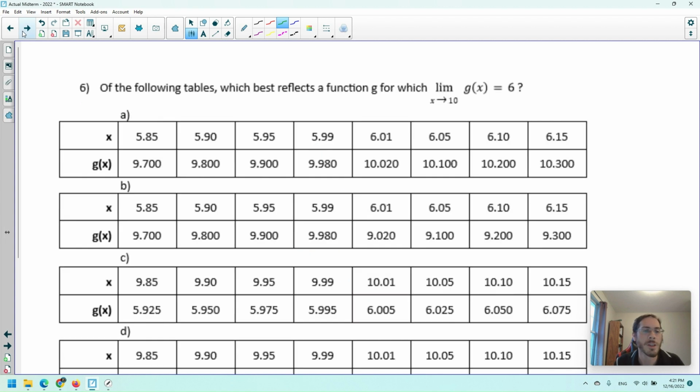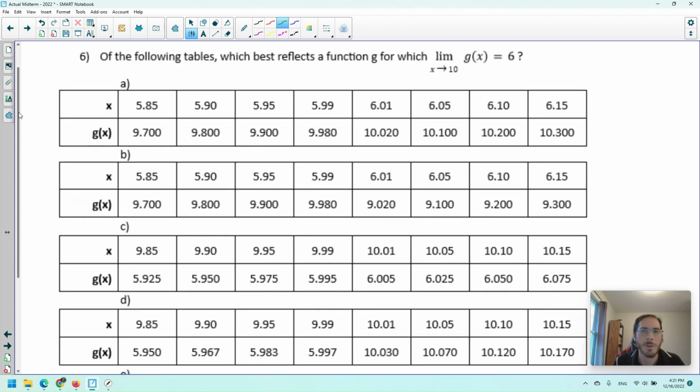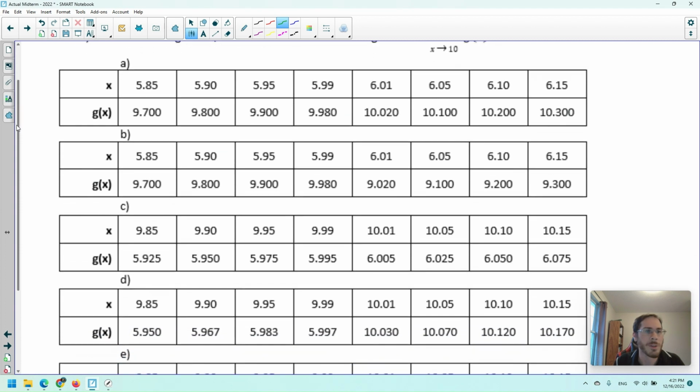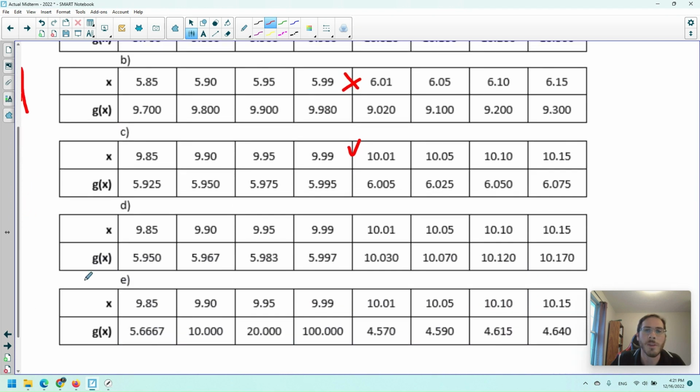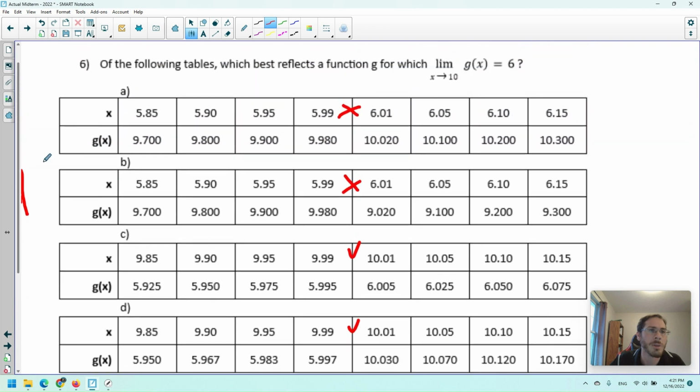For number 6, we have the whole tables. We have to find which one reflects a function g where the limit as x approaches 10 of g of x is equal to 6. We got a lot of tables, but we want to make sure that we're going to 10. So in this case, we're only going to 6. In this case, we're going to 6. Here we're going to 10. Here we're going to 10, and here we're going to 10. So we can get rid of A and B right away. So that's kind of nice.